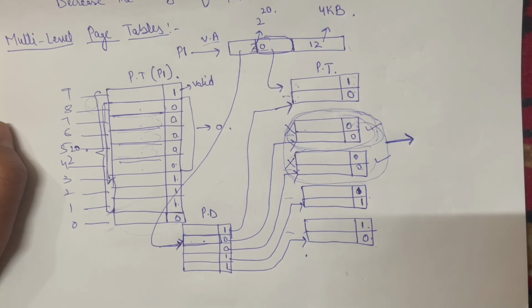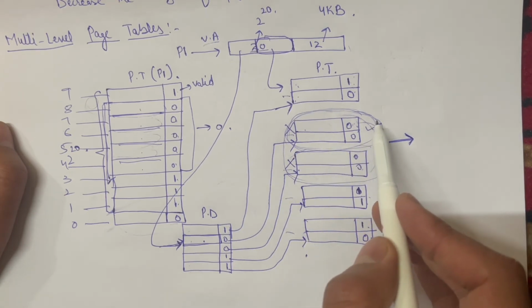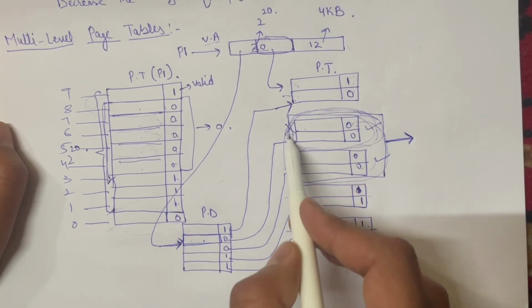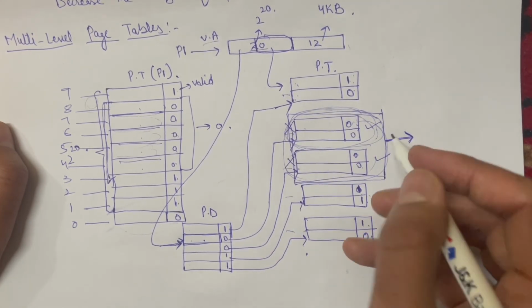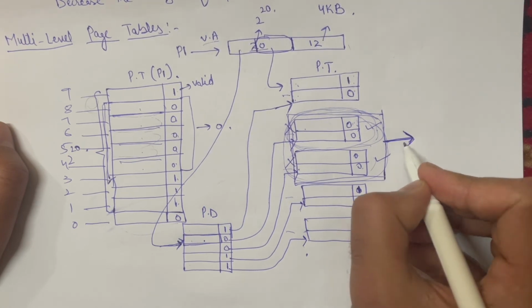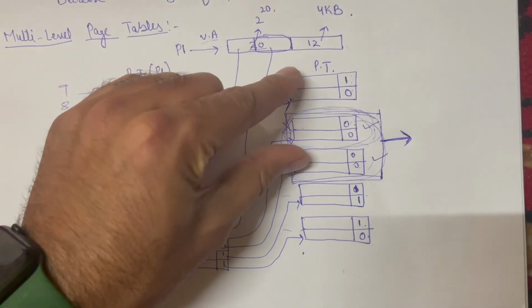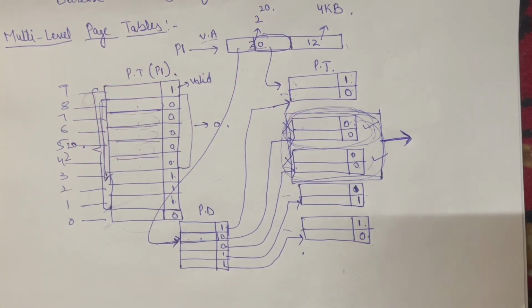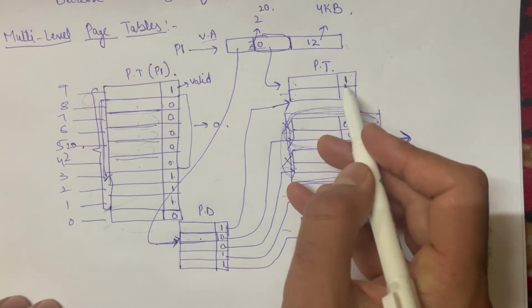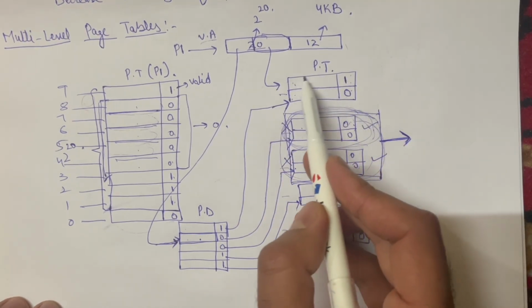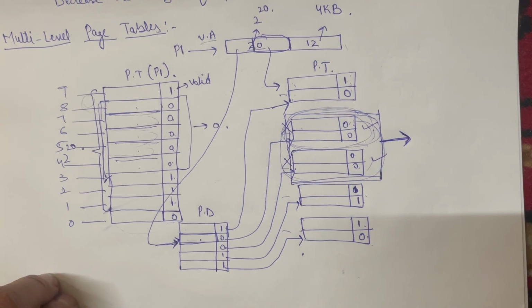Okay, and what is the advantage? The advantage is that the sub page tables that do not contain valid data are not allocated in the main memory. So we can remove these two and we will be able to save some space. So only those sub pages are allocated in the main memory where there is some valid data. Okay, so now let me give an example.